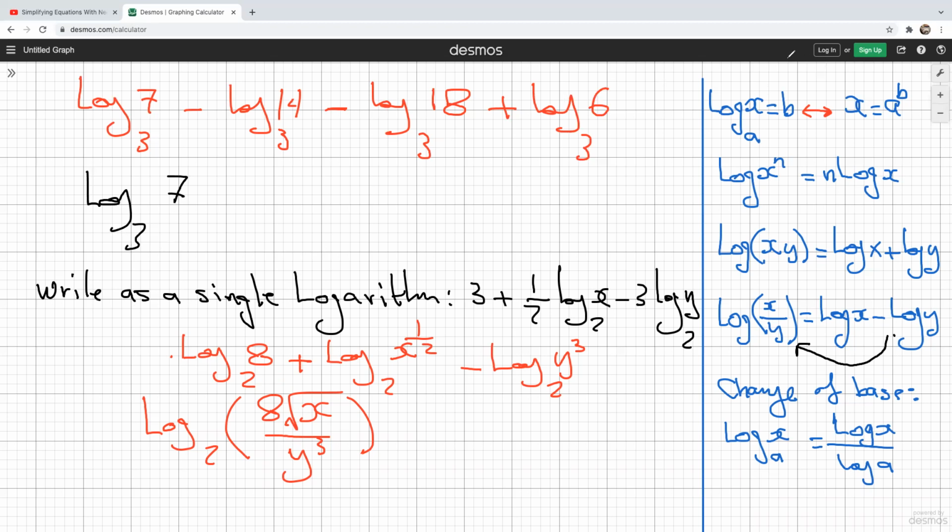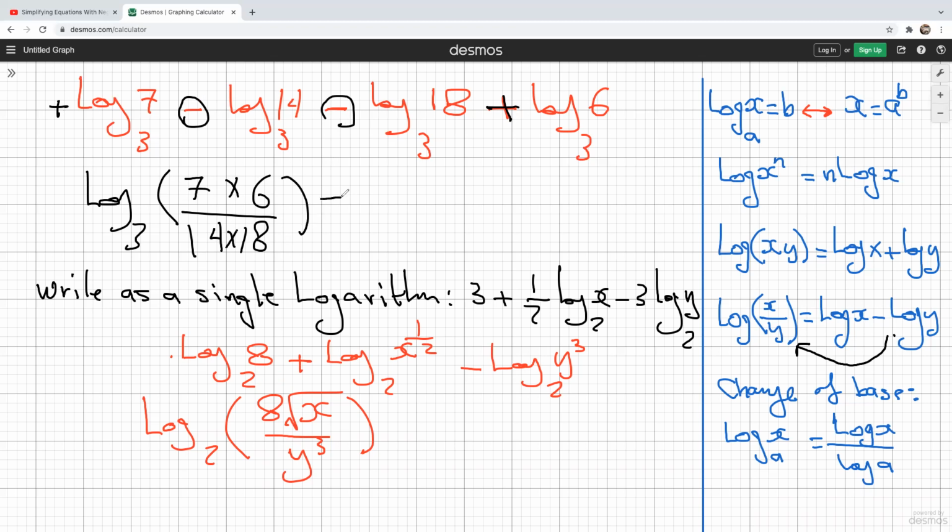To get rid of all that confusion, basically what you do is look at this and say, anything that has a positive in the front, which is this one and this one, I'm going to put these numbers on top, and anything that has a negative, which is this one and this one, I'm going to put those numbers on the bottom. So you go 7 times 6 because they're positives, and then the 14 and the 18 go on the bottom, and of course they're multiplied.